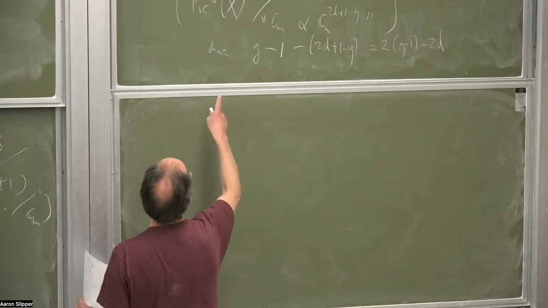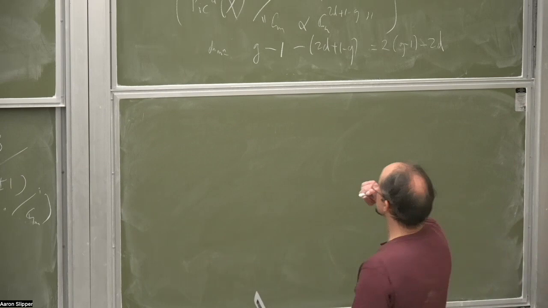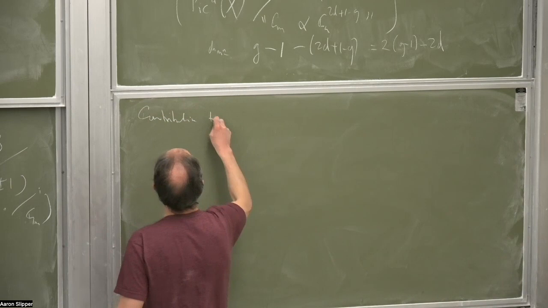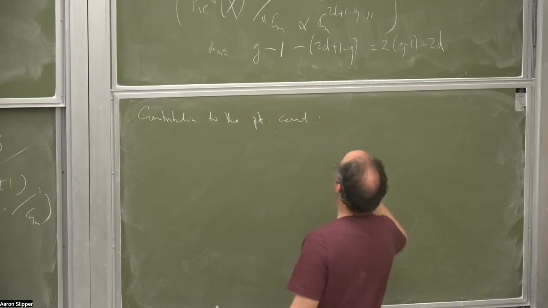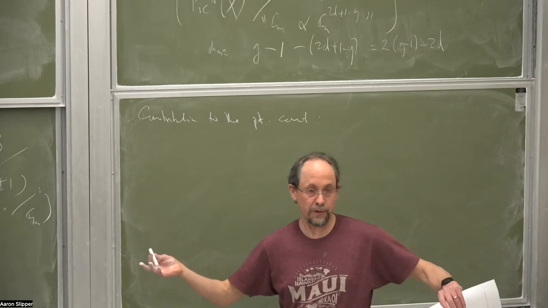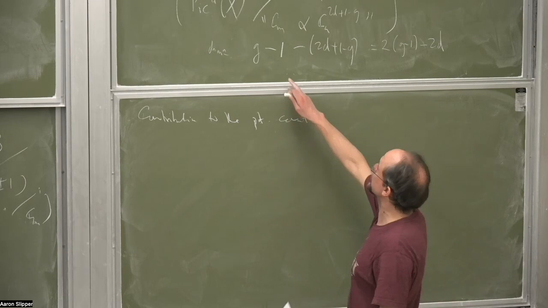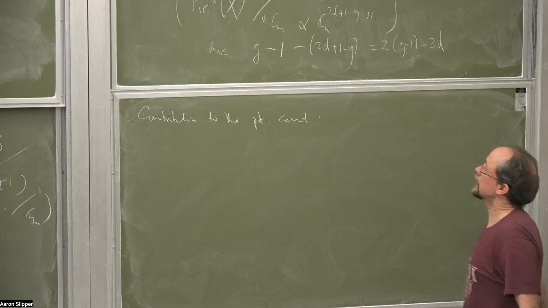So what are we trying to do? Let's see the contribution to the point count. Again, in terms of this count, we're trying to show that the full expression converges and equals some other trace formula. So let's think about the contribution to the point count. We're counting these points.